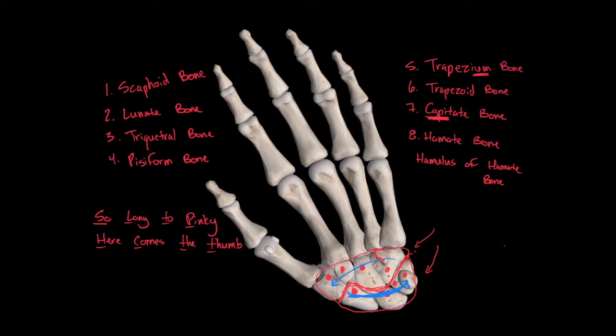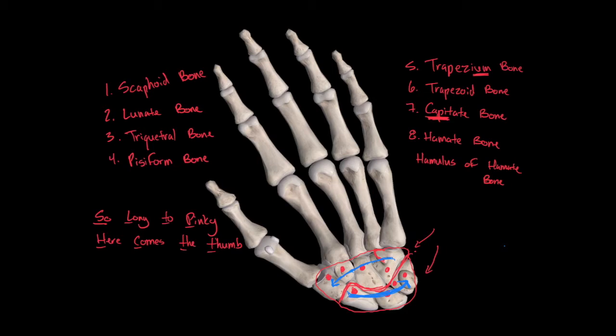Now, if you follow this order with the mnemonic, you'll be able to identify and name each bone. So is scaphoid. Long is lunate. To is triquetral. Then pinky, which is pisiform bone. Then here is hamate. Comes is capitate. The is trapezoid. And then thumb is trapezium.